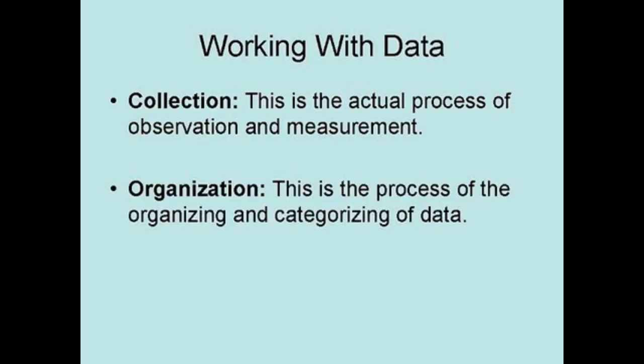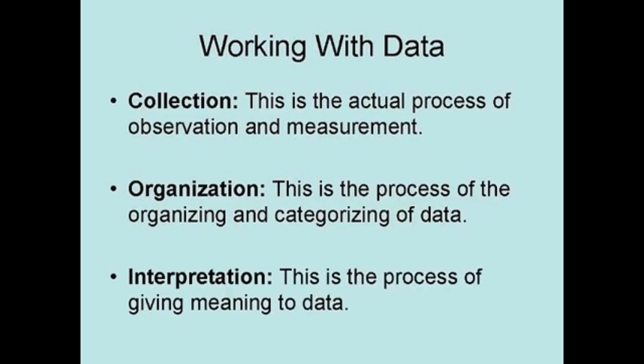Organization. This is the process of organizing and categorizing of data. It includes graphing and categorizing. However, the categorizing of data depends on the validity of the system used. Interpretation. This is the process of giving meaning to data, and it depends heavily on the theory being used. A valid theory usually equals a valid interpretation, and an invalid theory usually equals an invalid interpretation.